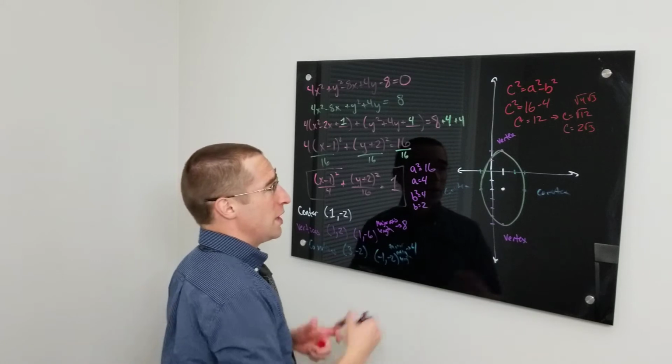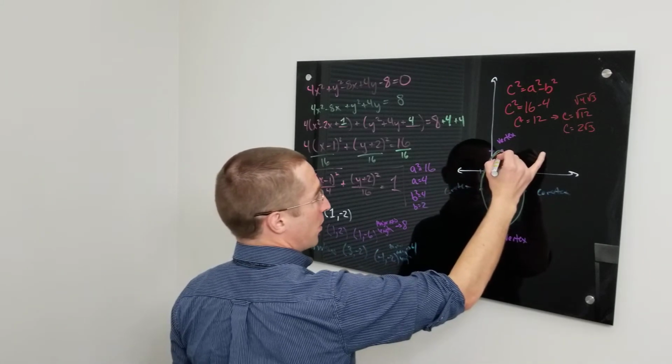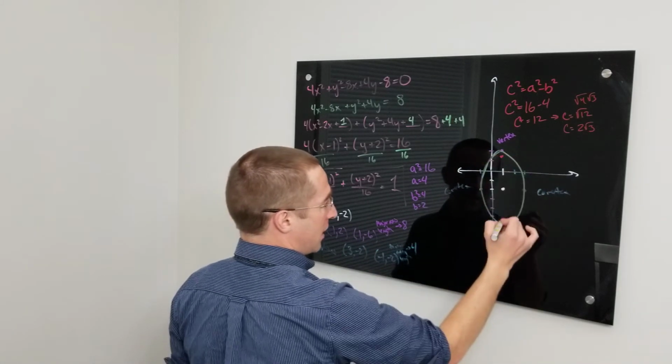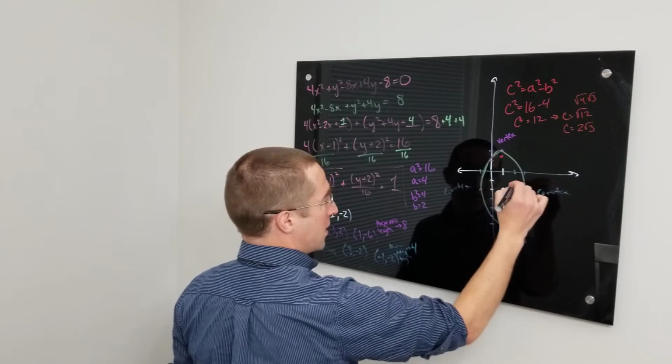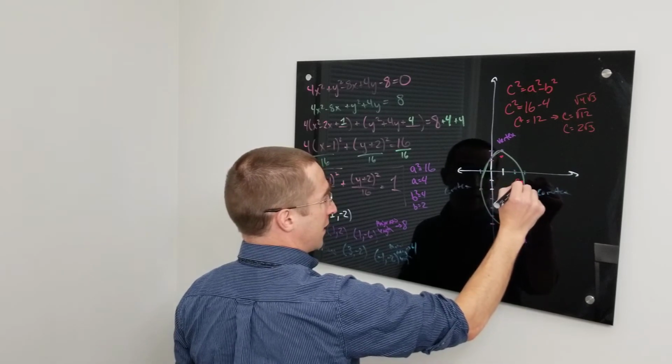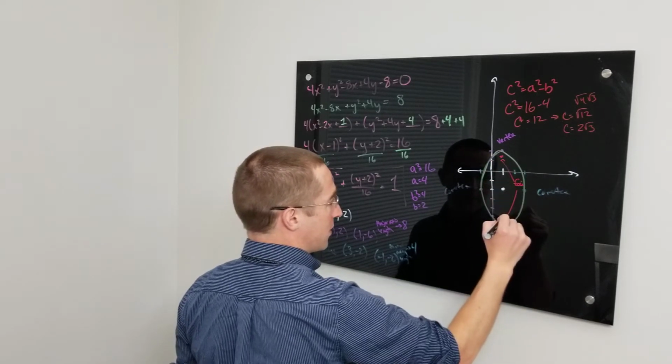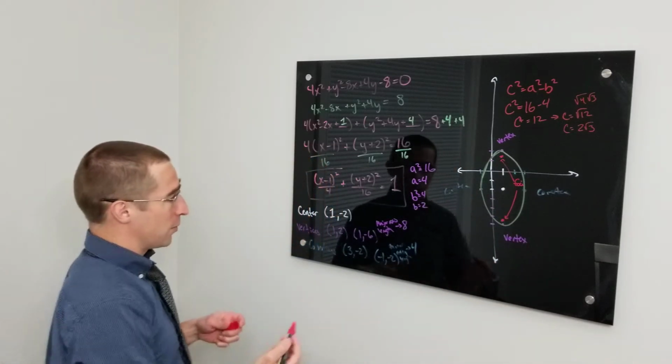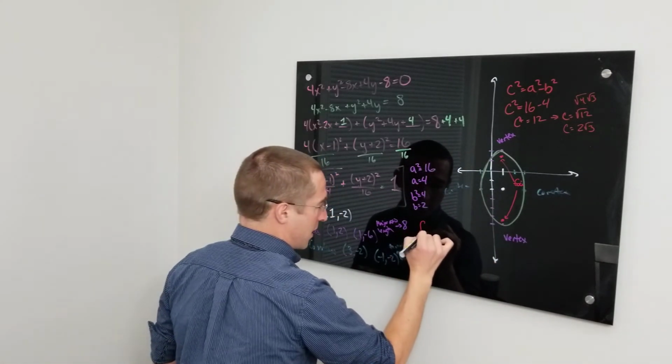So what we're going to do is put those foci on there. We're going to go about 3.5 up and about 3.5 down. So those are our foci, and we're going to label them, put little arrows. And then we're going to write the coordinates for the foci.